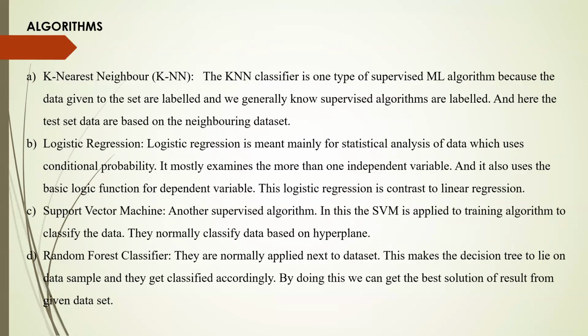So KNN, these are all supervised machine learning algorithms. KNN is one type of supervised machine learning algorithm because the data given to the set are labeled, and we generally know supervised means labeled, right? So here the test set data are based on neighboring data points. Next, we have logistic regression, which is mainly for statistical analysis of data and uses conditional probability. It mostly examines a dependent variable that is in zeros or ones, binary format. So that is what happens in logistic regression.